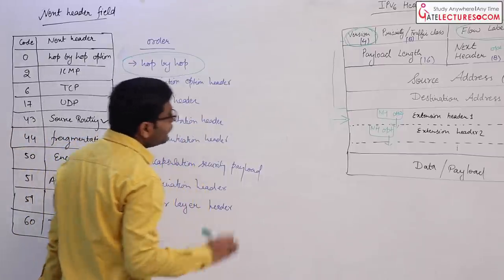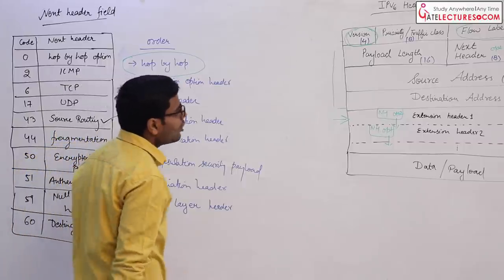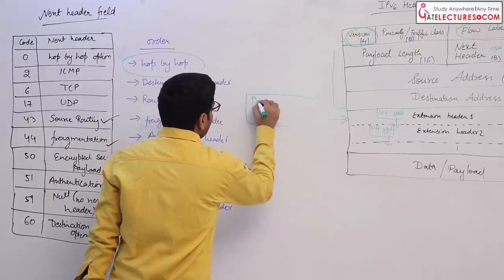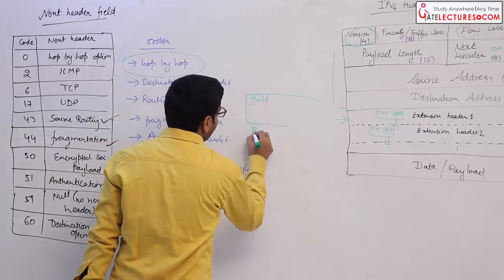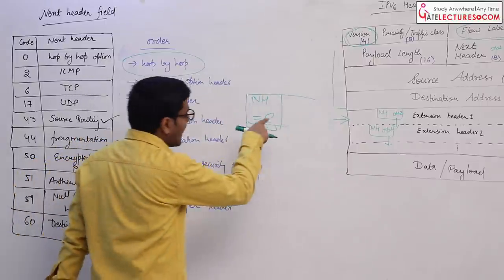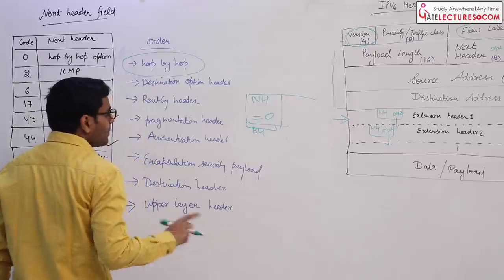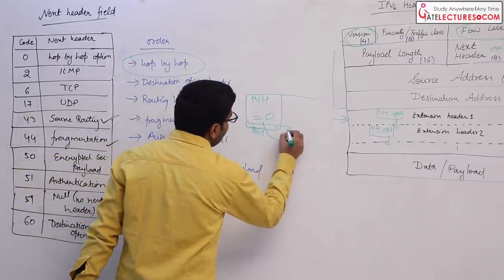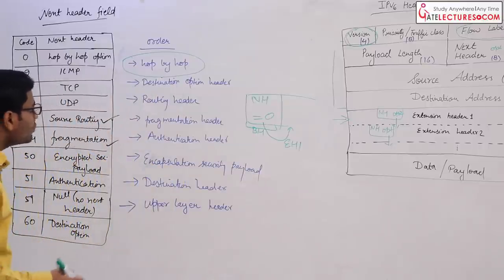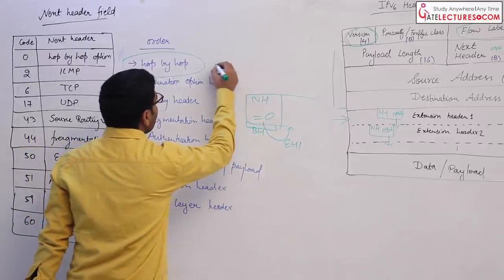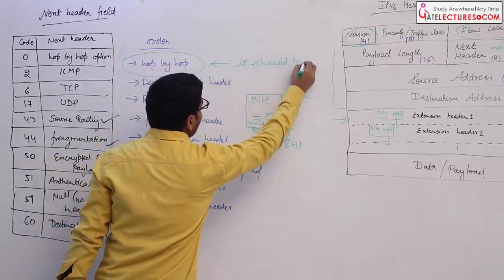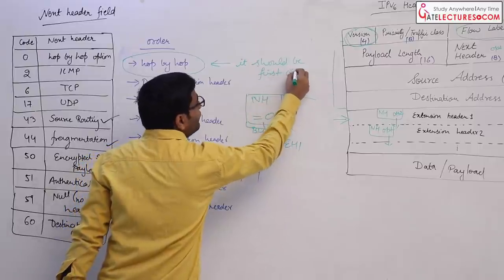Fine. So if your IPv6 packet is providing the hop by hop option, then in the base header, the next header field will be 0. It has to be 0, because if the hop by hop option is present, then it has to be the first extension header after the base header. This is the rule. It should be the first option if it is there.